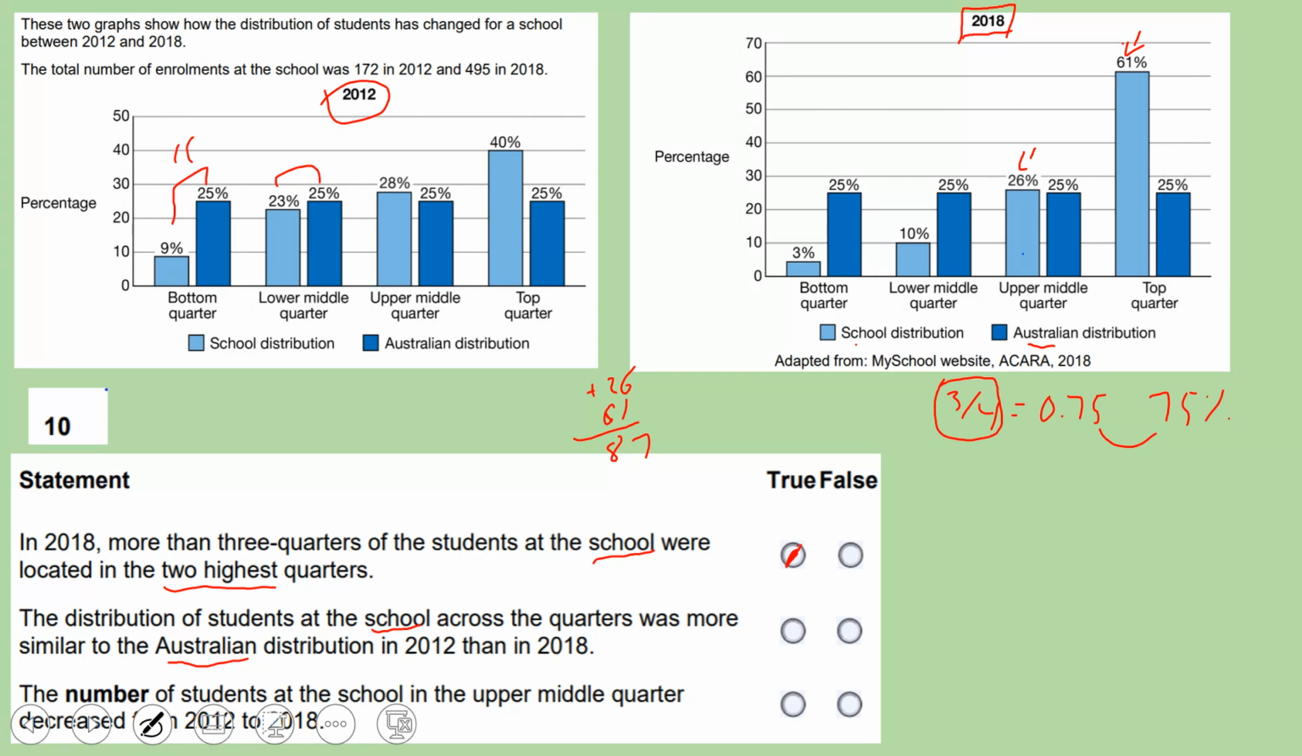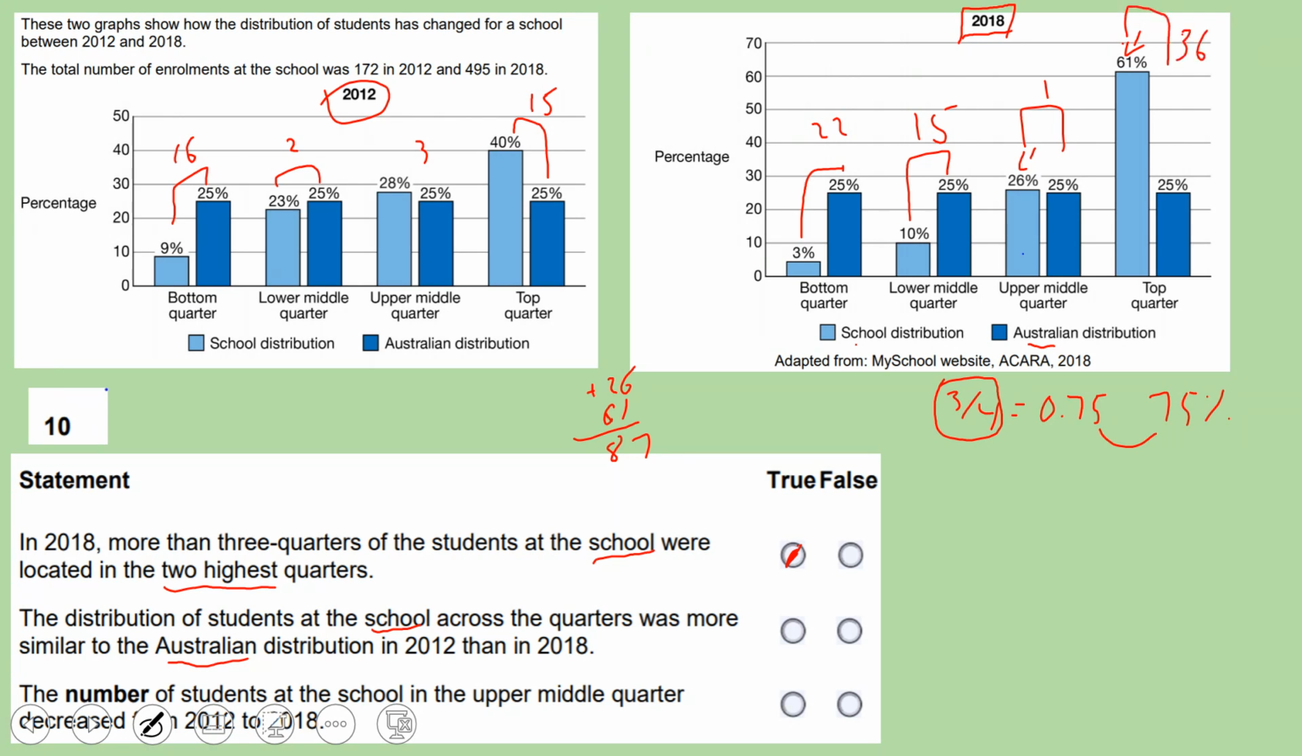25 and 9, the difference is 16. 23 and 25, difference is 2. 28 and 25, difference is 3. 40 and 25, the difference is 15. So all I'm doing is getting one number, take the other. Here the difference is 22. Here the difference is 15. Here the difference is 1. Here the difference is 36.